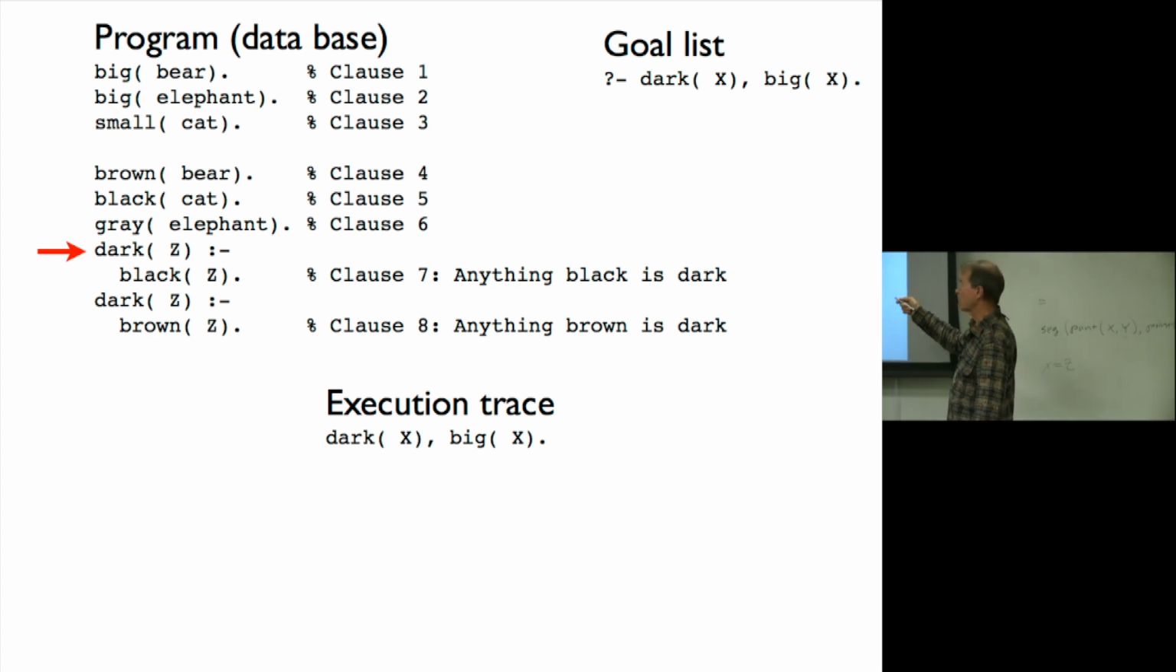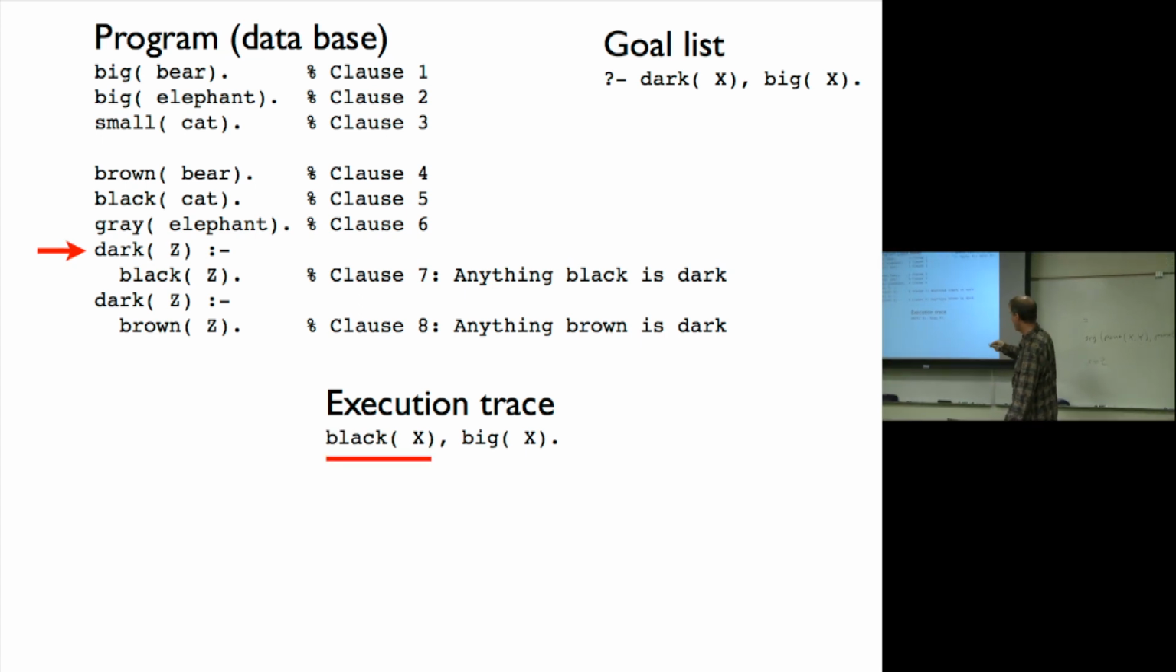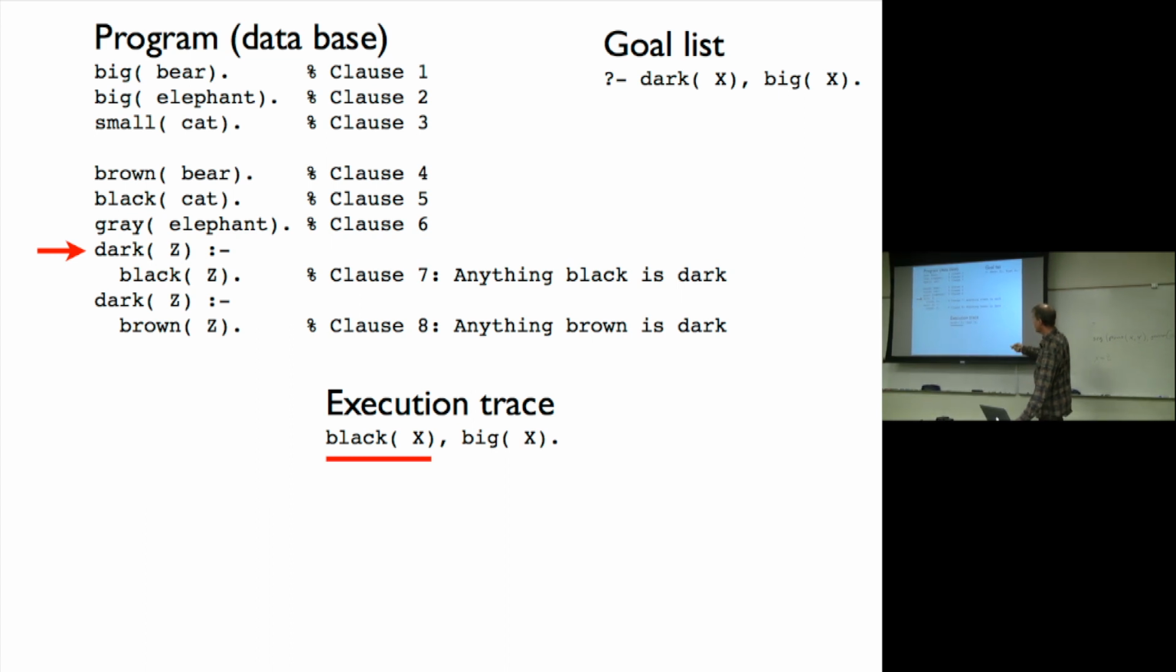So now we're going to go through with black Z. Well, they match anyway, right? So there's black X, all right? So now, remember, this is here. You've got to kind of remember this here. So now we start up here, and what are we looking for? We're looking for black. Do we find black? Here's black cat, right? So now X is equal to cat, or X matches cat. Yeah, X is instantiated to cat.